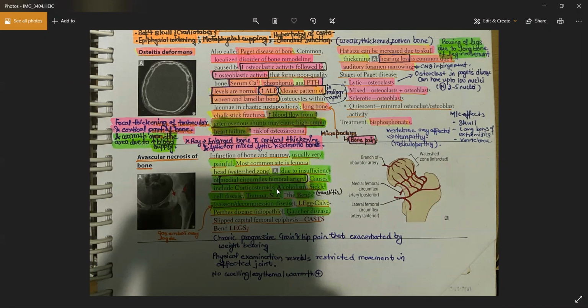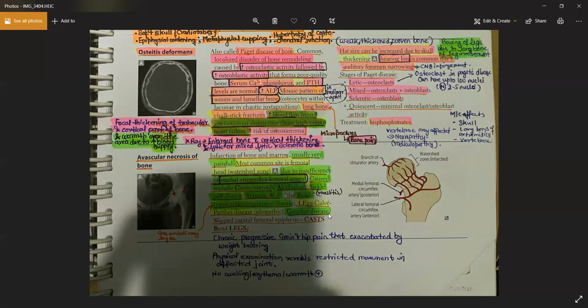SLE can do that. Caisson's disease can do that, because whenever you ascend from a high pressure state to a low pressure state, bubble formation can occur in your blood. This bubble can even occlude the femoral artery, and when this happens, it can lead to avascular necrosis. Legg-Calvé-Perthes disease, a disorder of childhood with idiopathic avascular necrosis, is also a cause of this disorder.